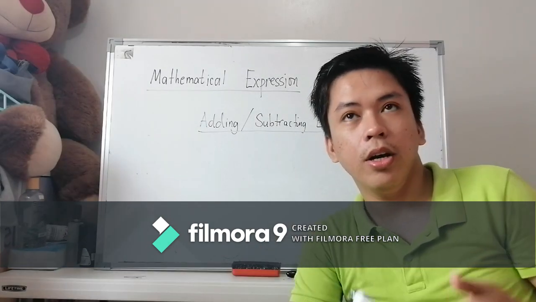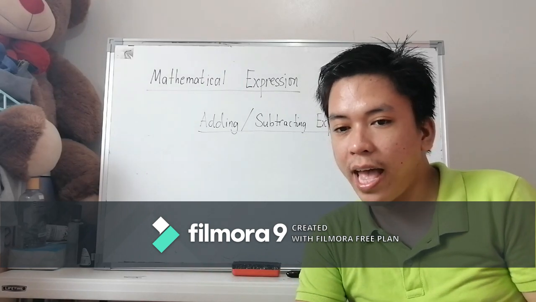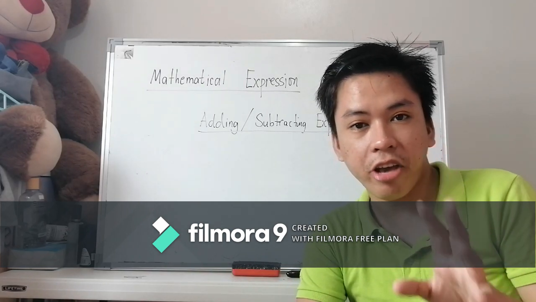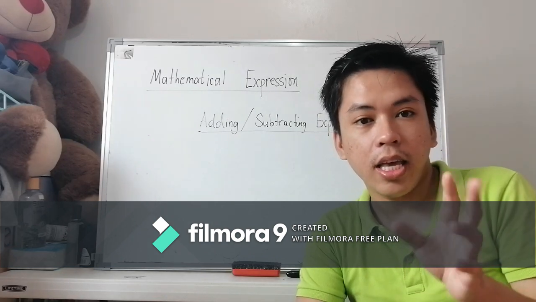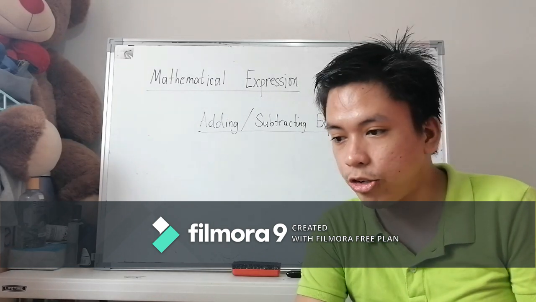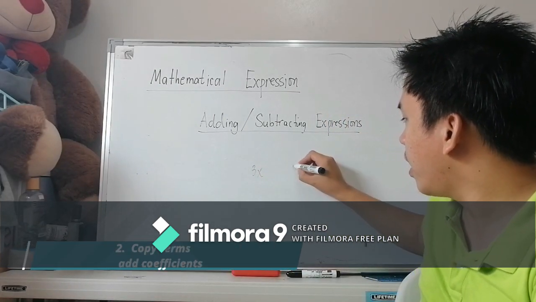Number two. By adding terms, you just have to copy the variable and the exponent, or I mean, you have to copy the term and add the coefficients. For example, you have 3x and 8x.